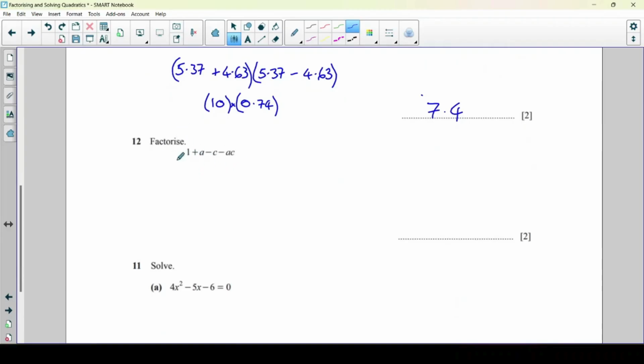Okay, this next question here is another 2 single brackets. I think I can just take a 1 out of the first one and get 1 plus A. And here let's take minus C out of the second one, and again 1 plus A. So our first bracket is 1 minus C, our second bracket 1 plus A.